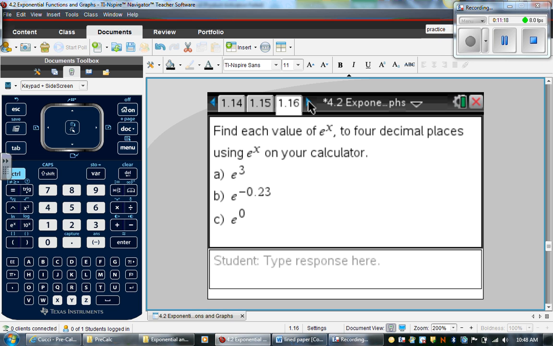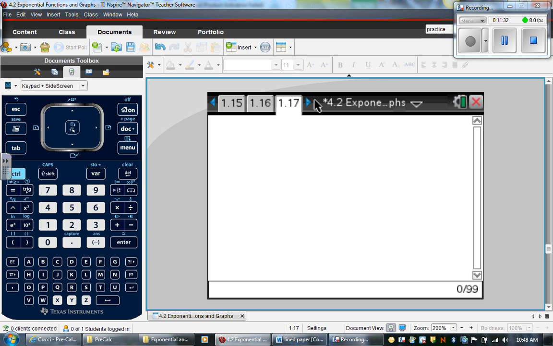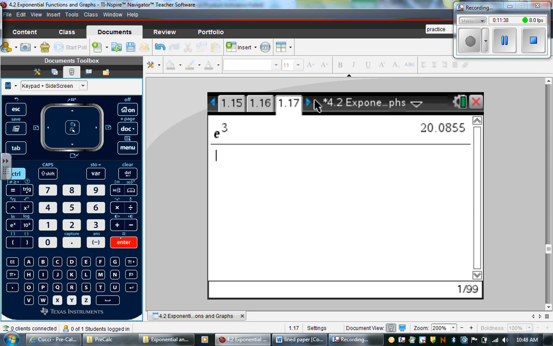Okay, so we're going to find each value of e to the x to 4 decimal places using e to the x on our calculator. So this should be very simple for us to do. First one is e to the 3rd power. So I'm going to go ahead and insert a calculator page. And we have an e to the x button right here on our calculator. So that's what we're going to use. E to the 3rd power. So to the nearest 4 decimal places, we have 20.0855.